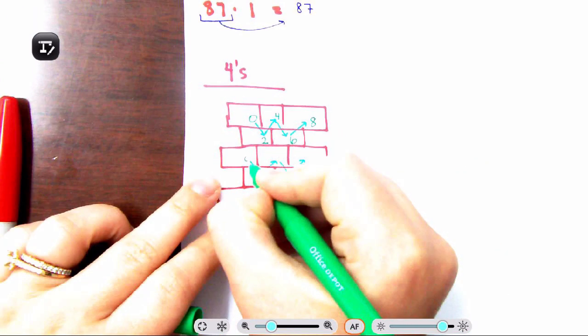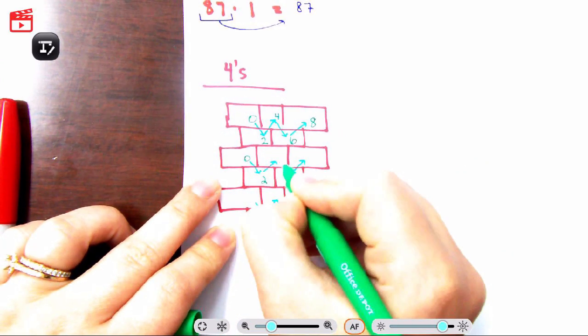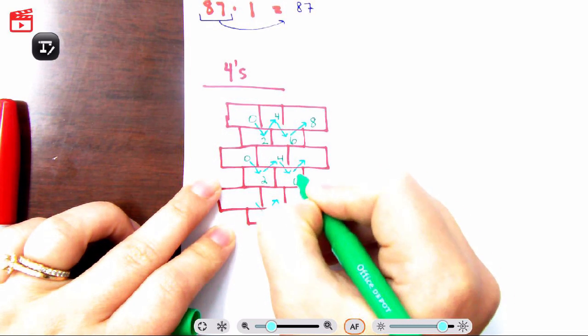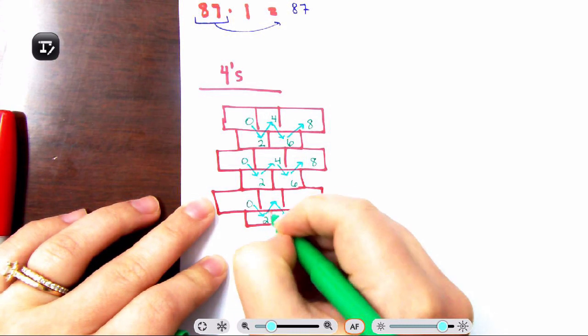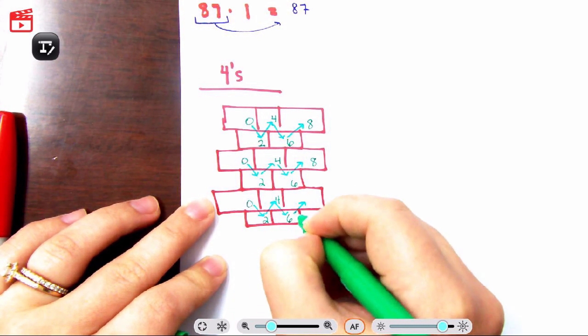Now we're starting again. 0, go down, 2, go up, 4, go down, 6, go up, 8. Do that one more time. Starting at 0, go down, 2, go up, 4, go down, 6, go up, 8.